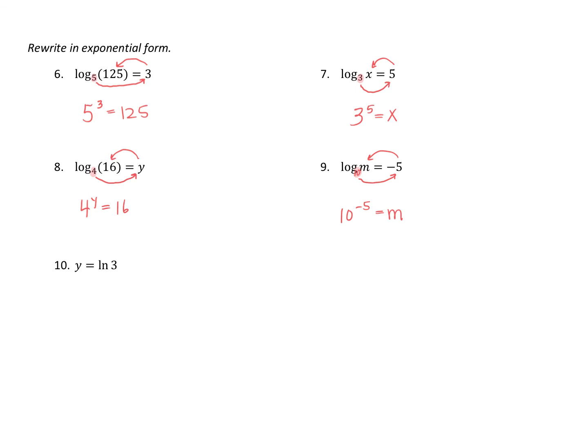All right, number 10, a couple of things different here. First, it's an ln, a natural log, instead of a common log. And second, notice that the log is on the right-hand side. For some reason, it kind of throws me off when it's on the other side, but that's okay. First, identify the base. The base is always with the log. Since it's a natural log, the base is understood to be e. So it's going to be e, go across the equal sign, raised to the y, is equal to 3.